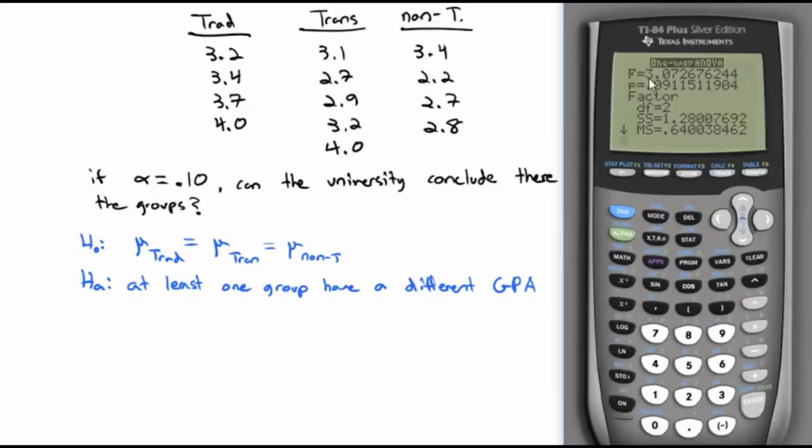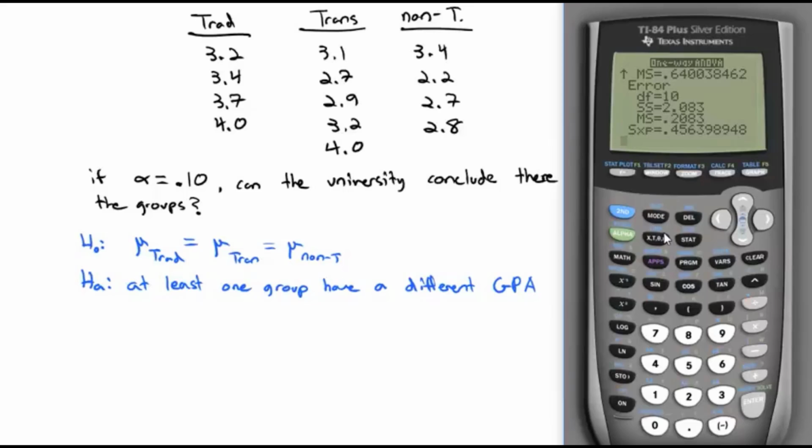We've got our F statistic of 3.07. We've got our p-value of 0.09. Under factor, you'll see we've got degrees of freedom equals 2. And under error, we've got degrees of freedom equals 10. The other numbers we're not going to concern ourselves with today. But those degrees of freedom represent the numerator and the denominator.